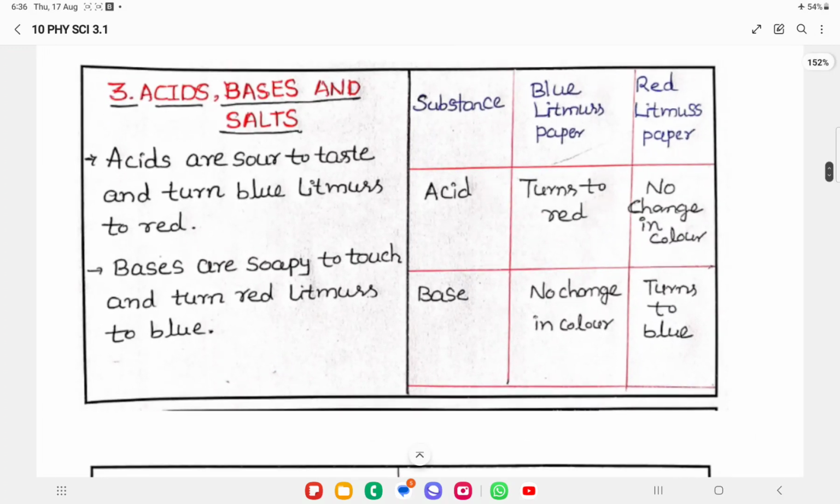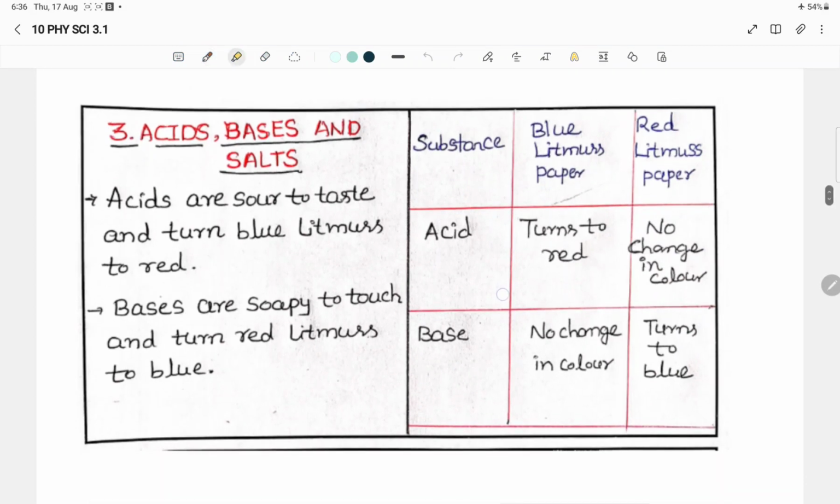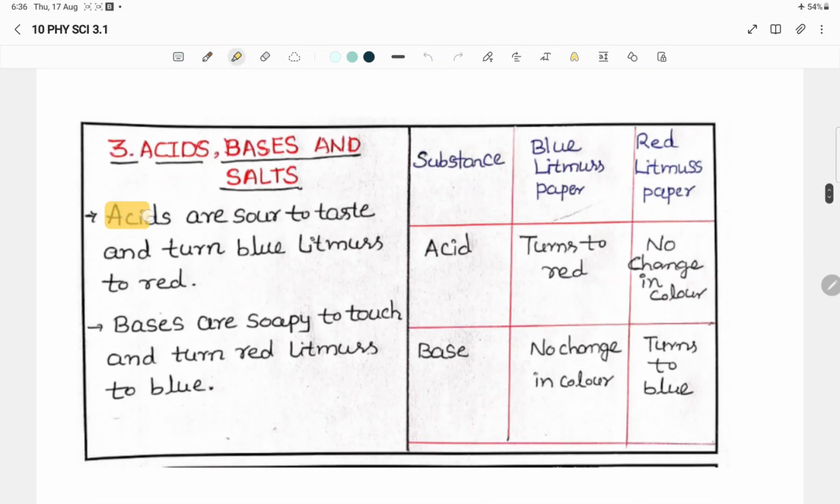Acids are sour to taste. The taste of acids is sour, and they turn blue litmus to red. When blue litmus paper is added to acids, the blue litmus paper turns to a red color.